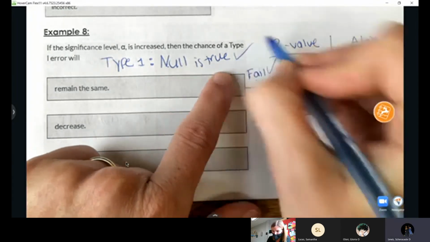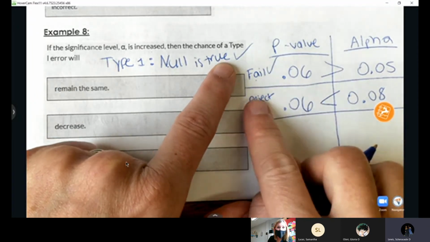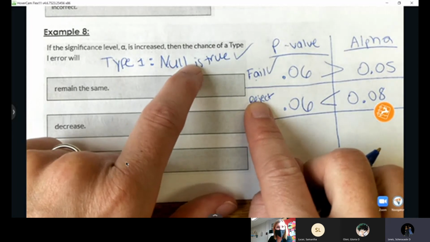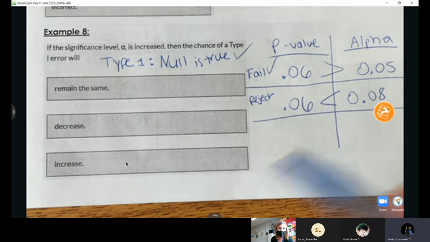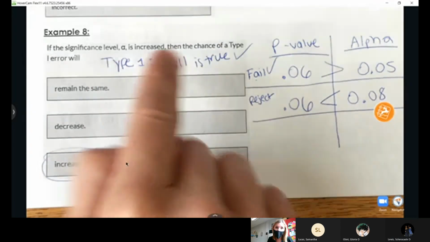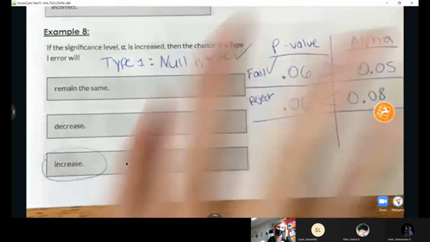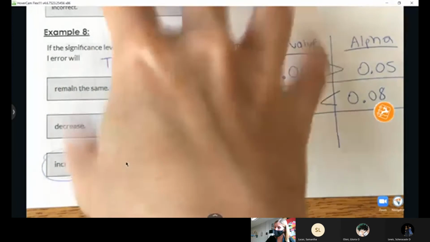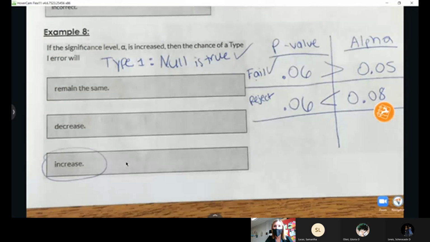At first, with the alpha level smaller, I failed to reject. And that was good because the null is true, right? I want to fail to reject. But as the alpha level went up, I actually rejected, but the null is true. I shouldn't reject it. Right. So I went actually from no error to a type 1 error. So what do you think? Increase. Yes. And these questions look simple, but that is a hard question. You have to sit there and think conceptually what's happening as these different numbers go up and down. So it looks easy, but it's not. And we'll do more practice with type 1 and type 2 errors with every single packet this unit. So you'll see it again and again.